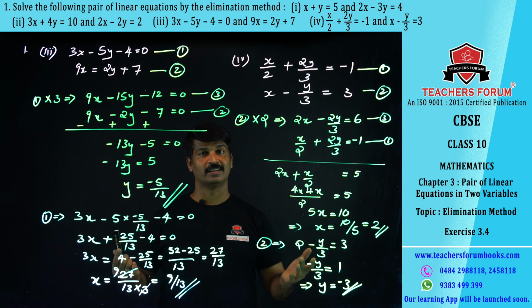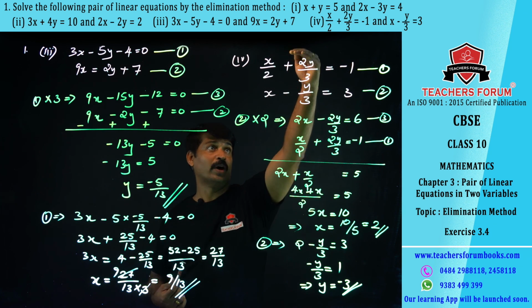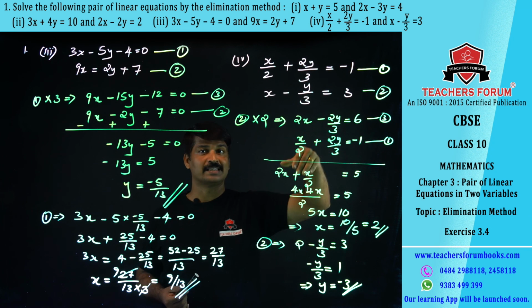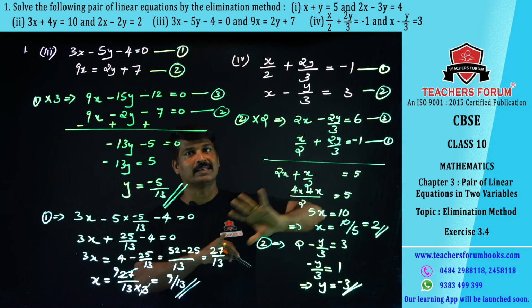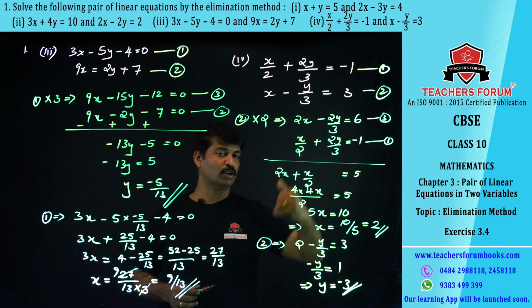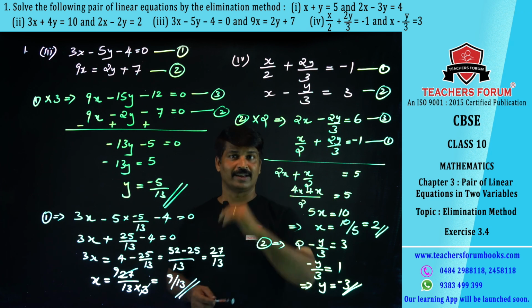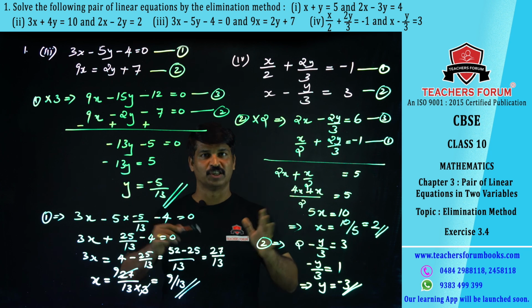So what have we done? We made the coefficient of y equal, and when you just added, it got cancelled. The term y gets eliminated, and you will be getting the value of x. By substituting the value of x in either of these two equations, you can find the value of y. This is called the elimination method.